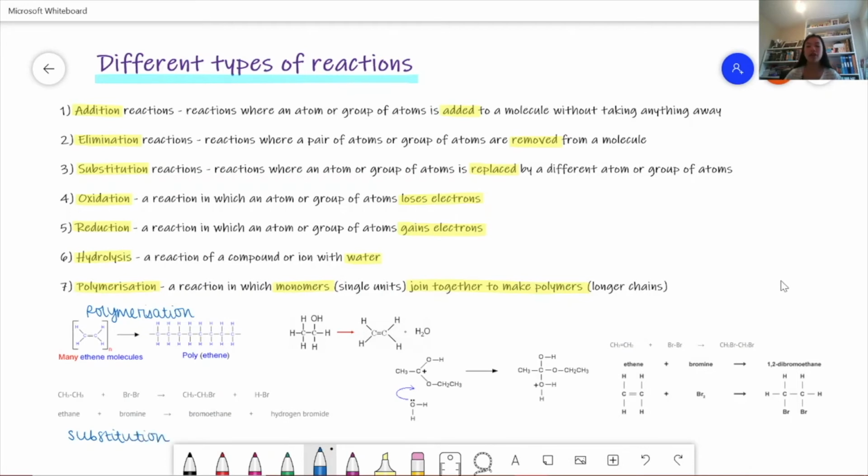And then if we look at this one here, what's happening is that we're getting rid of the OH, and it's going to form a double bond. And so this is an elimination reaction because we've got rid of that alcohol. So we've got rid of the OH. And then looking below that, we then have a molecule which is being reacted with water. And so this is a hydrolysis reaction.